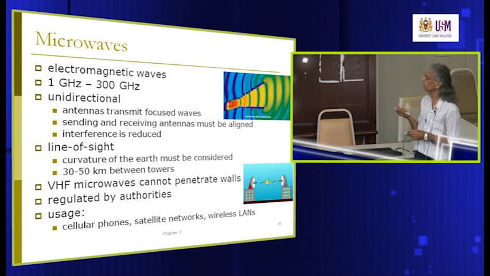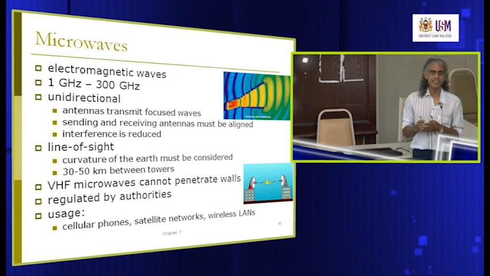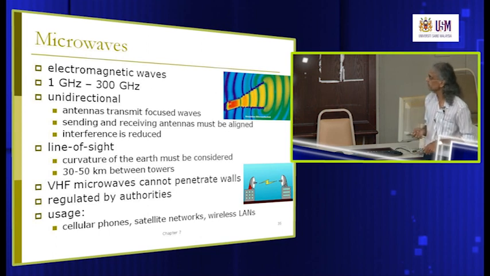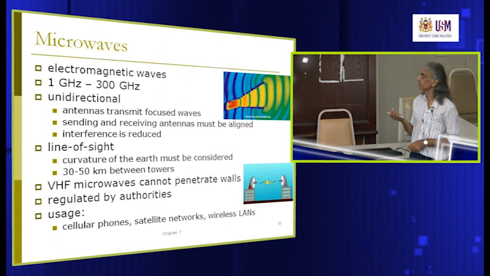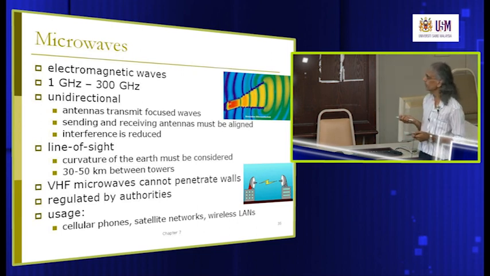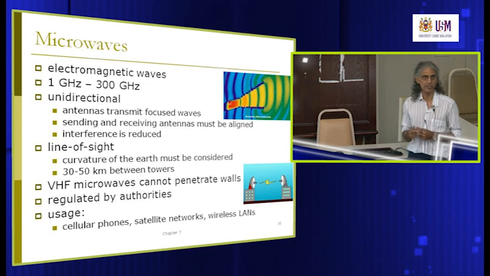In that sense, the antennas have to be properly aligned to face the right position before they can receive the microwave transmission. And it requires line of sight. So the towers must be between 30 to 50 kilometers apart. The main thing is that they by themselves cannot penetrate walls, but they can normally go around. Again, it's regulated. We use them for satellite networks, wireless LANs, cellular phones, mobile phones and all that, which basically use microwaves.